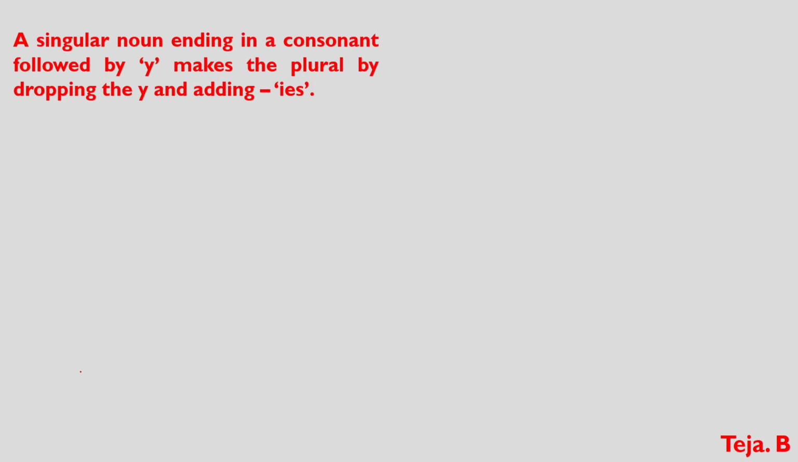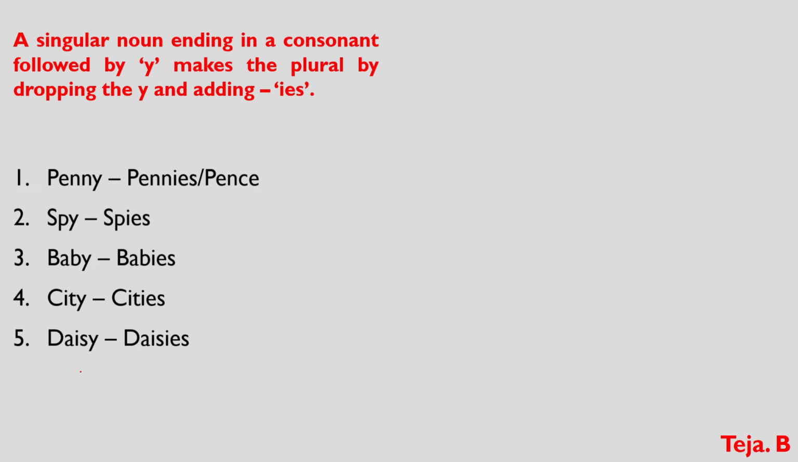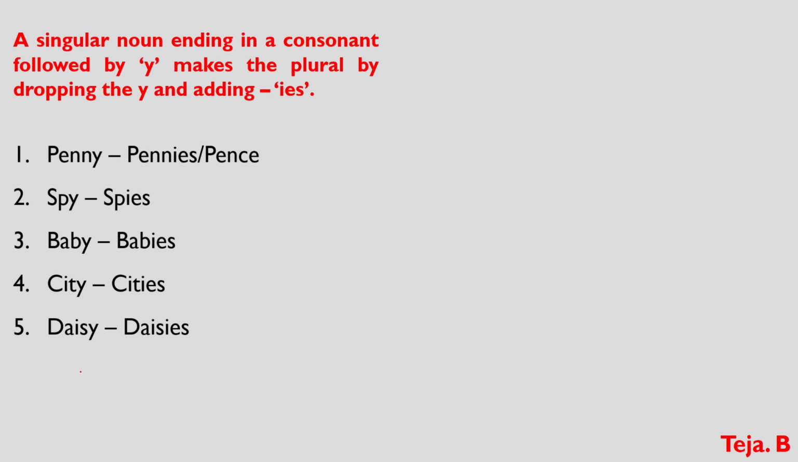Next, a singular noun ending in a consonant followed by y makes its plural by dropping the y and adding ies. Let's see some examples. Penny, pennies. Spy, spies. Baby, babies. City, cities. Daisy, daisies. Certain nouns can be made plural by taking ies at the end, usually those singulars ending in y preceded by a consonant.